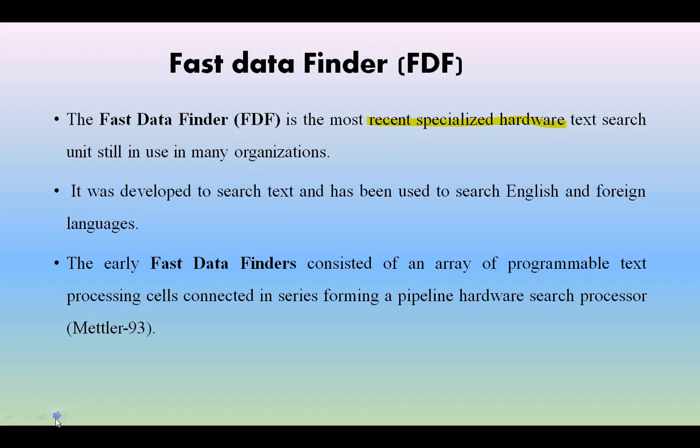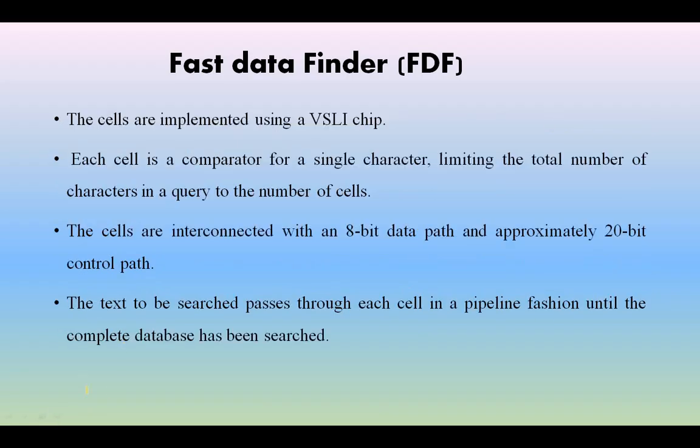How these cells work, now we are going to see. Actually, these cells are implemented on a very large scale integration chip, and each cell comparator is checked for a single character, and there is a limit on the total number of characters. There is interconnection among the cells, and an 8-bit data path and a 20-bit control path are used for text search as well as text comparison. Whatever you search is passed in a pipeline fashion until the complete database has been searched. The cells are arranged in the form of a pipeline.